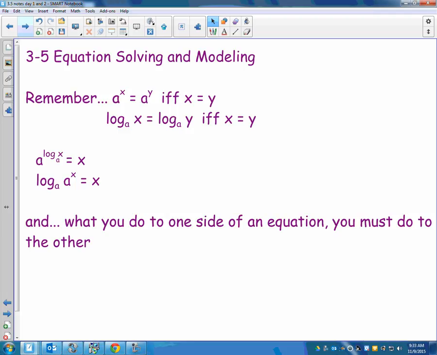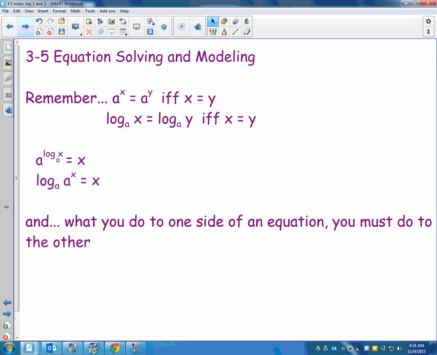If and only if. So if you have a number with the same base to a power, then those powers have to equal each other. So a to the x equals a to the y, if and only if x equals y. Same thing is true, log a of x equals log a of y. If those are the same base, then x equals y, right?